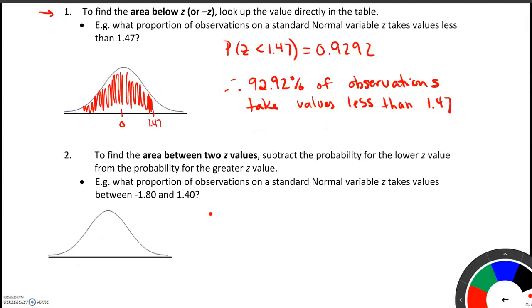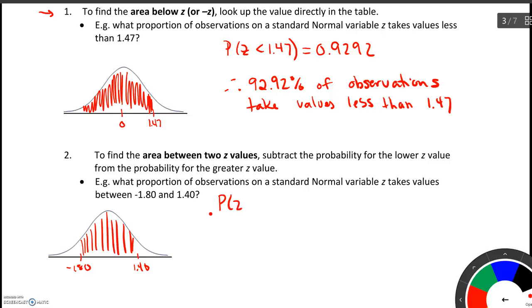Okay. The second type of question involves finding out the area between two Z values or between two variable values. So here we'd always find the cumulative probability up to the greater Z value and subtract the probability from the lower value for it. So if I wanted to know what proportion of observations take values between negative 1.8 and 1.40, then I'm trying to find this shaded area here.